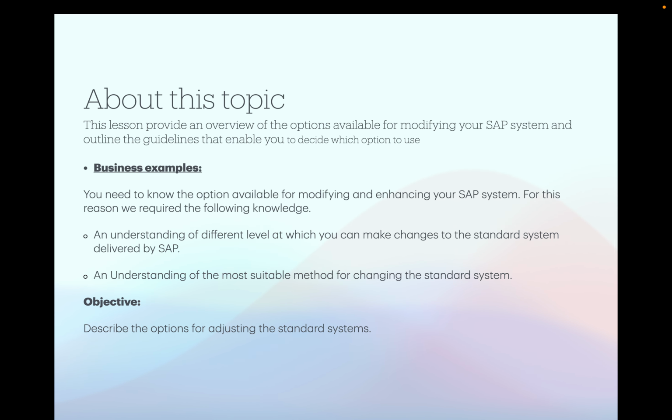You need to know the options available for modifying and enhancing your SAP system. For this reason, we require the following knowledge: an understanding of the different levels at which you can make changes to the system delivered by SAP, and an understanding of the most suitable methods for changing the standard system. The objective of this lesson is to describe the options for adjusting the standard system.